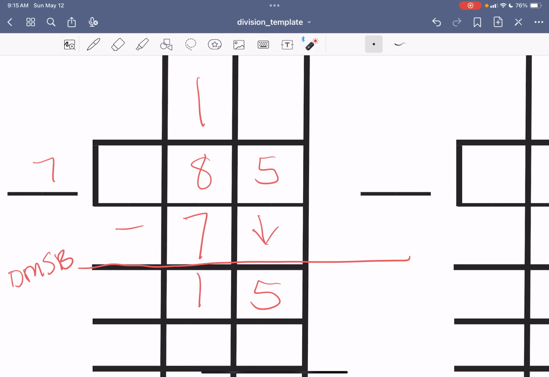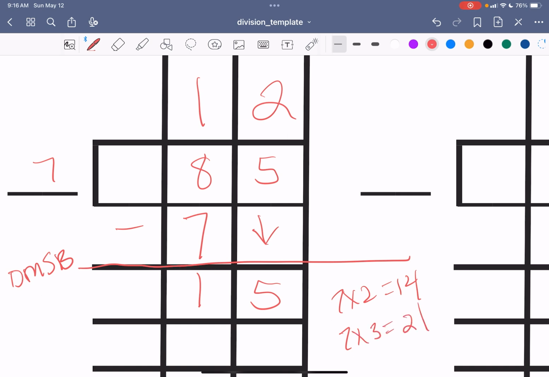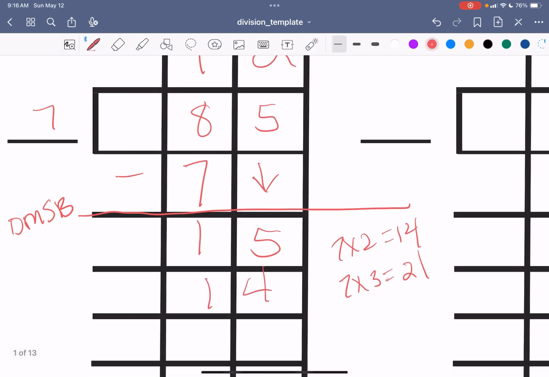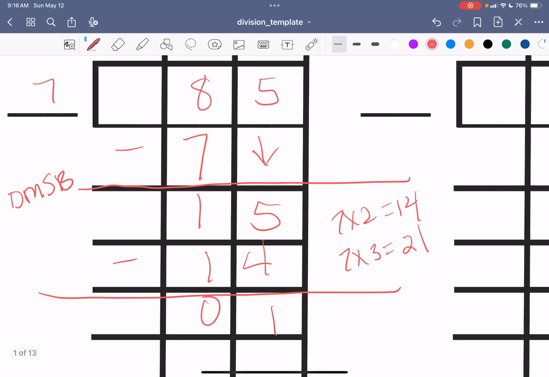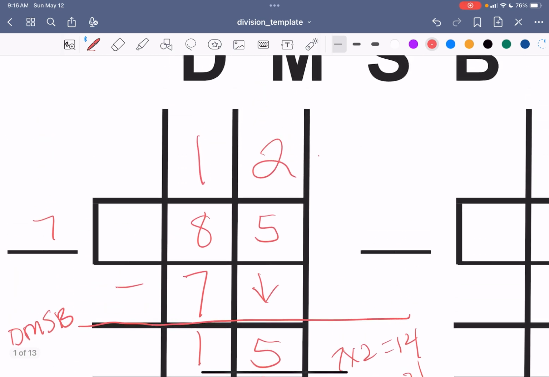So 15 divided by 7 is 2 because 7 times 2 is 14. And if I did 7 times 3, which is 21, it would be too big. So 2 times 7 is 14. So now I need to subtract. 5 minus 4 is 1. 1 minus 1 is 0. So we have a remainder of 1. The answer is going to be 12, remainder 1.